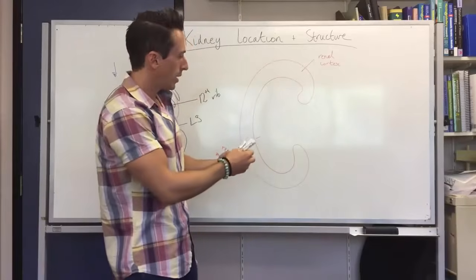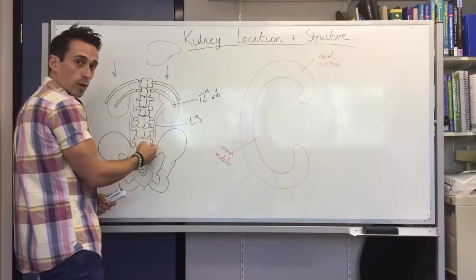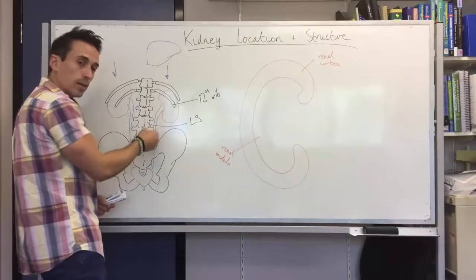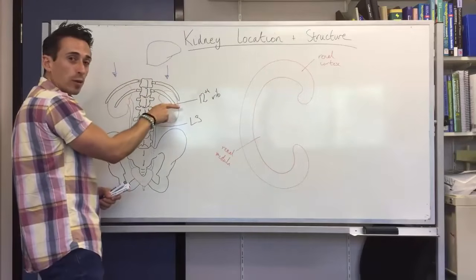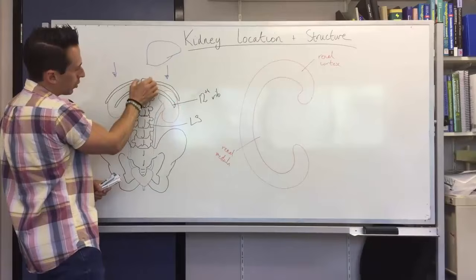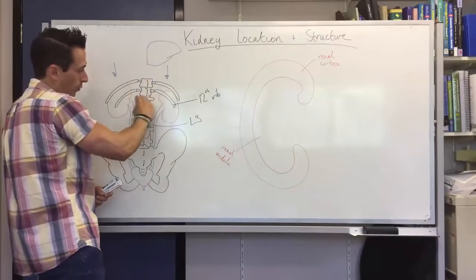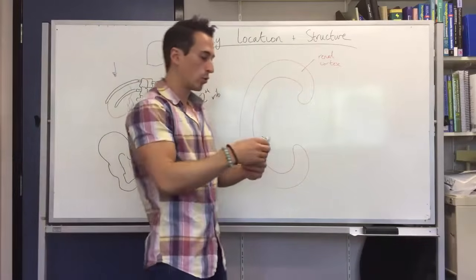Now this hilum is where we have, you can see here, the ureter coming away, also have veins coming away, and lymphatics as well, and it's also where we have the artery, renal artery coming in. You have the abdominal aorta, the descending abdominal aorta with a renal artery branch that comes out, okay? And I'm not going to draw that yet, but I'll draw it shortly.